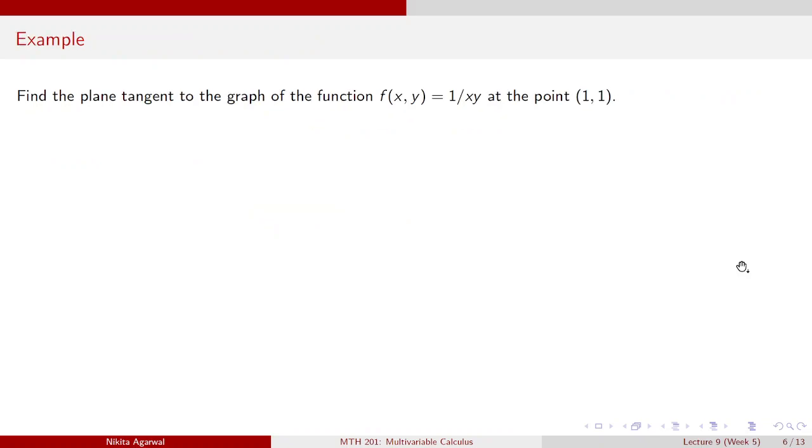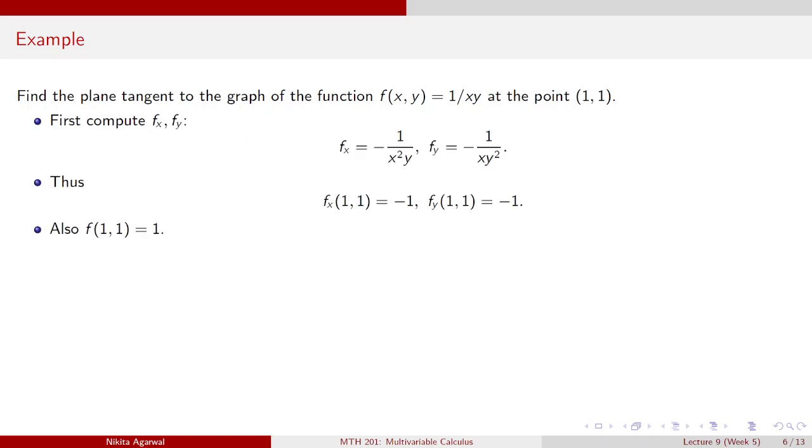So let us look at an example. Find the tangent plane to the graph of the function f(x,y) = 1/(xy) at the point (1,1). For this we need to compute the partial derivatives, which are this, and if you compute them at the point (1,1), they become this, and also you need the value of the function at the point (1,1), which is 1 in this case.